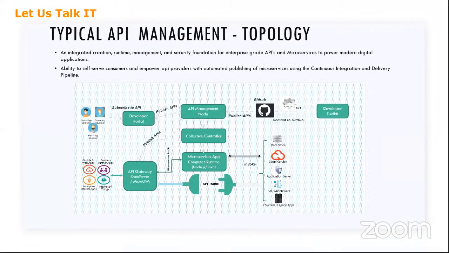And this is a little more technical topology. You can also have CI/CD, continuous integration and continuous delivery, enabled with API management solutions as well. So if you see, this is where it will start, the developer toolkit. They finish their development on their local machines, and they push it into GitHub, and GitHub then pushes your code onto your API management node.